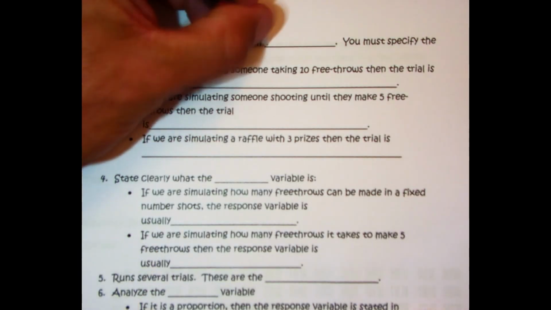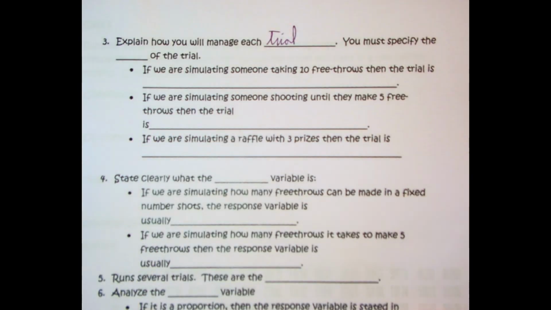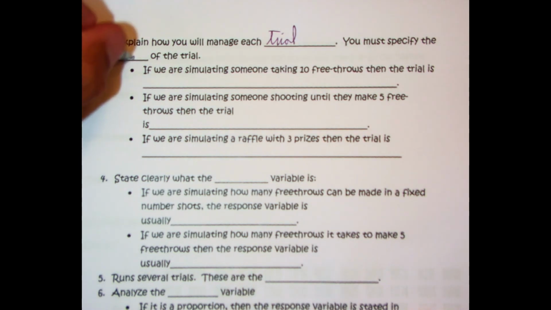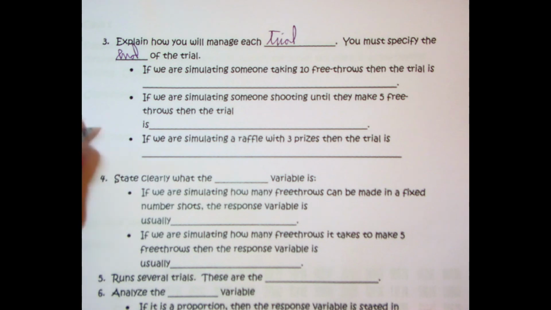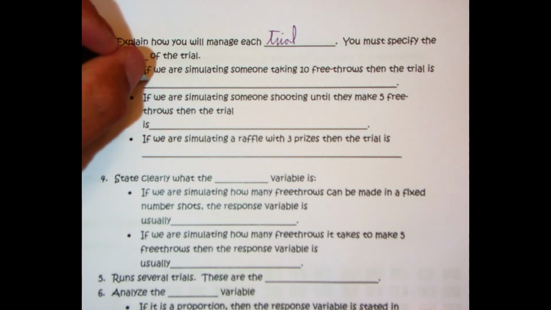Now the next thing we got to do is explain how we will manage each trial. You must specify the end of the trial. So if we are simulating someone taking 10 free throws, then the trial is 10 free throws.